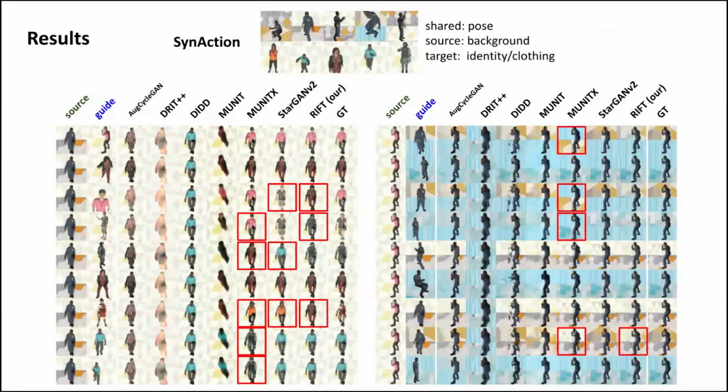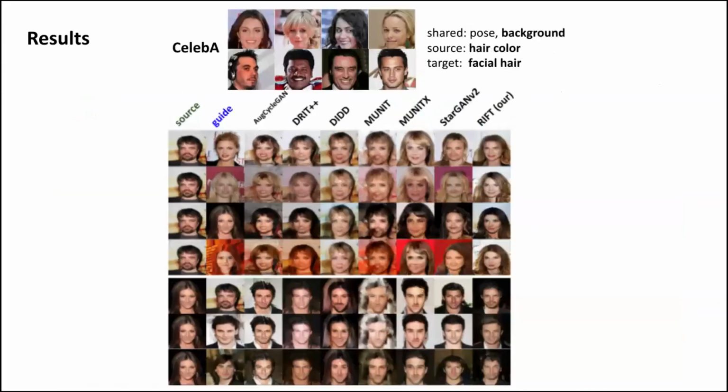On SynAction, which matches the inductive bias of AdaIN methods, our method performed on par with TraGAN v2. And on CelebA, all methods preserve the overall pose well, but only RIFT and DID correctly preserve the background color of each image, since it is varied in both datasets and therefore should be preserved, and applied hair color and facial hair of the guide in corresponding domains.